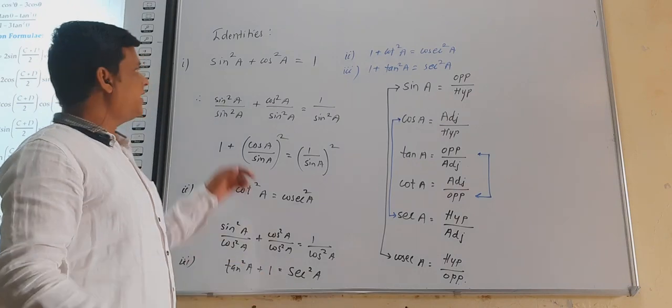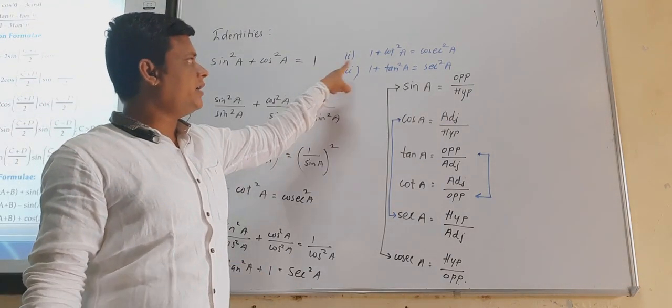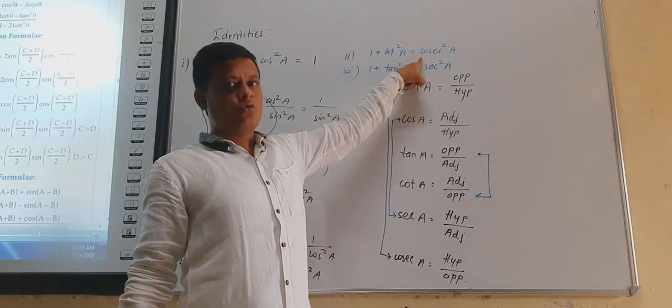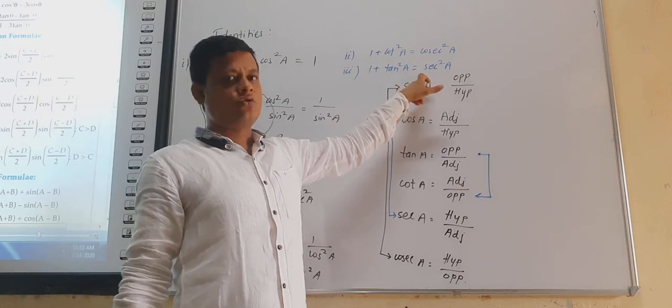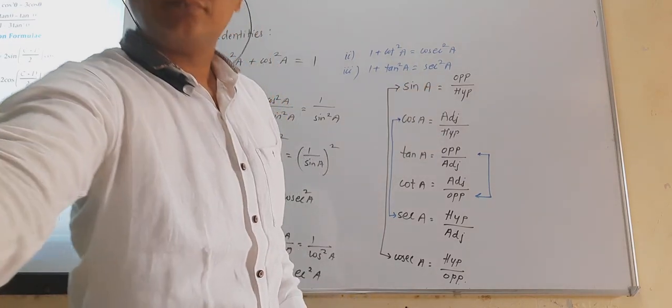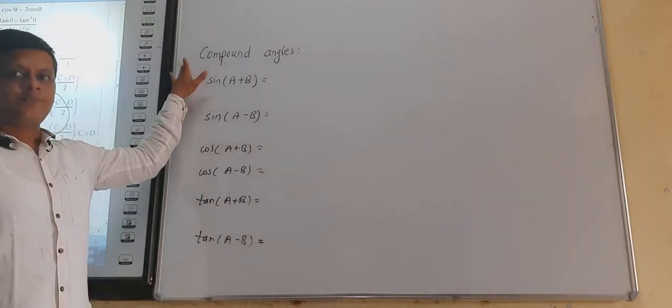So the first identity is sin square A plus cos square A equals 1. The second identity is 1 plus cot square A equals cosec square A. And the third identity is 1 plus tan square A equals sec square A. Now the next topic is compound angles.